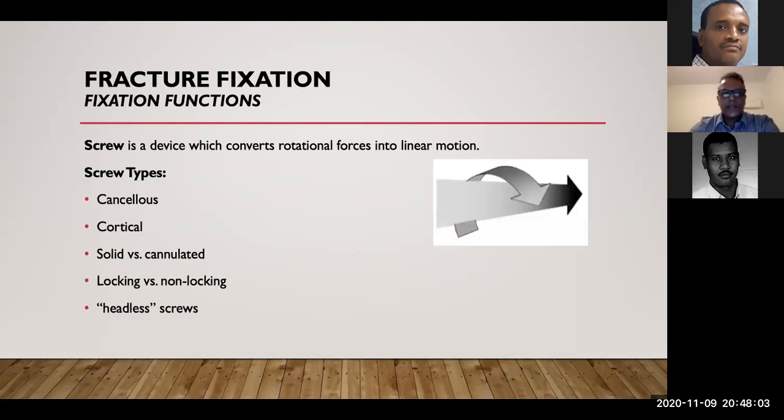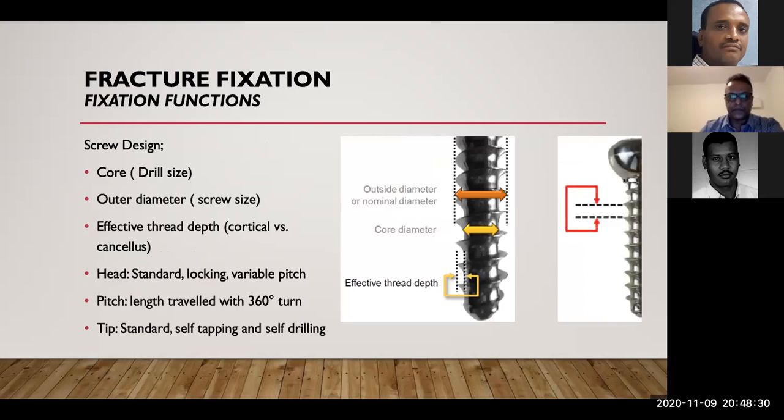So we start to speak about screws and their functions. If we define the screw, it's a mechanical device which converts rotational forces into linear motion. And there are different types of screws: cancellous screws, cortical screws, solid, cannulated, locking, non-locking, and headless screws. And each one can play a role in fracture fixation.